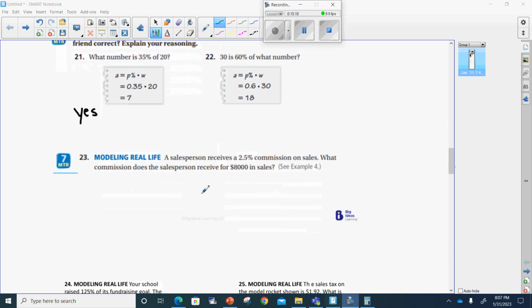This next one says a salesperson receives a 2.5% commission on sales. What commission does a salesperson receive on $8,000 in sales? Well, this is the whole amount. Remember, he's getting a commission, which is part of that, right? So that's going to be the amount that he gets, and that's going to be equal to 2.5% times 8,000.